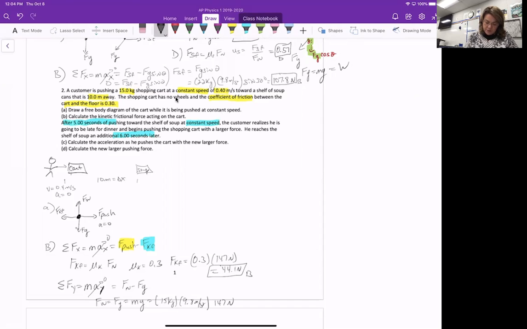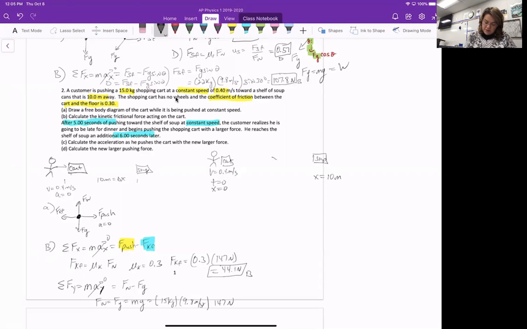So we're going to have to redraw this picture. So here he is originally. He's pushing this cart. He had a velocity of 0.4 meters per second. He started at time equals 0. Where was he? We know the soup is located at x equals 10 meters. We'll assume that this x is 0 here. We were told that that was a distance of 10 meters.